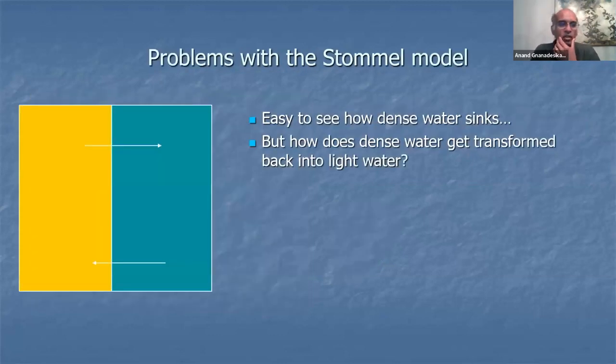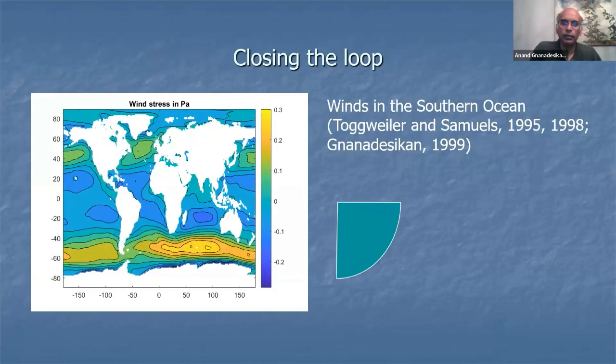The answer for many years was that, well, maybe that dense water gets warmed by heat diffusing from above. And you've had some discussion about diffusion. But the thing about diffusion in the ocean is that it's very, very weak. And it turns out that if you look at the rates of vertical diffusion required to drive this overturning, they're too small by about a factor of 3 or 4. So how do we close the loop?